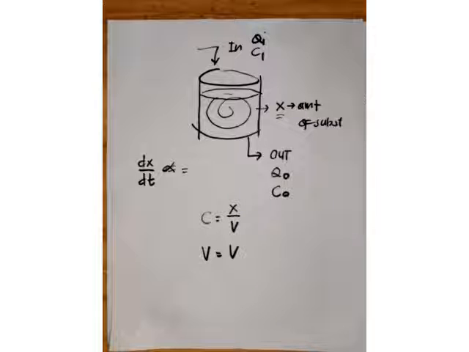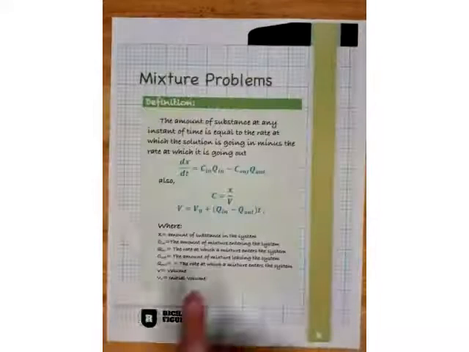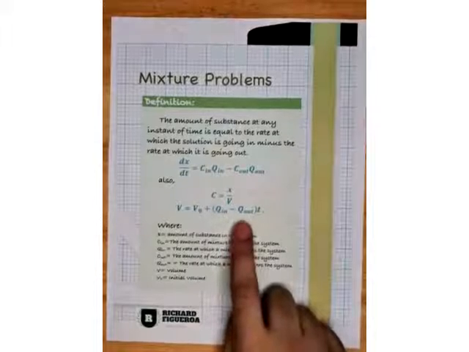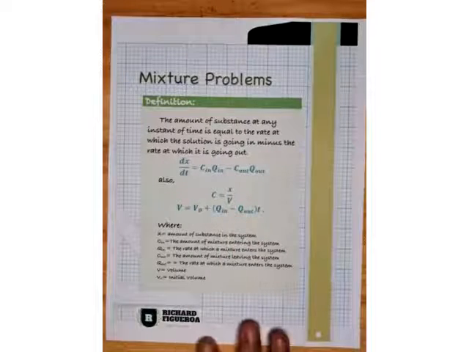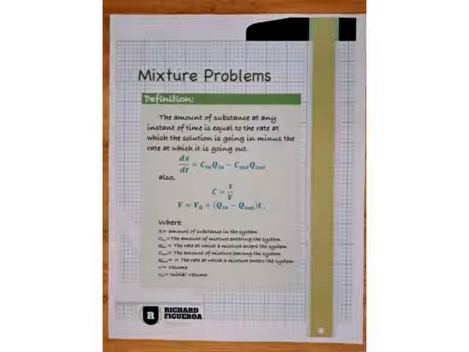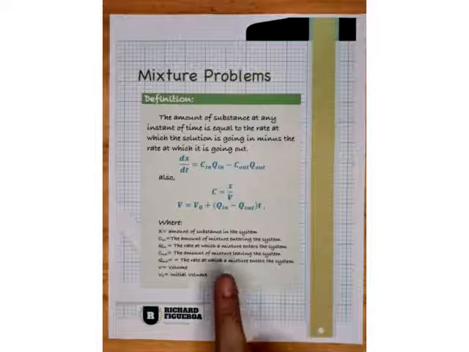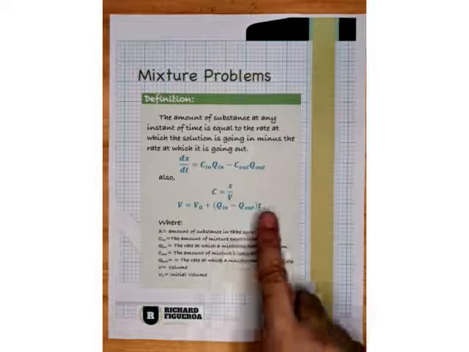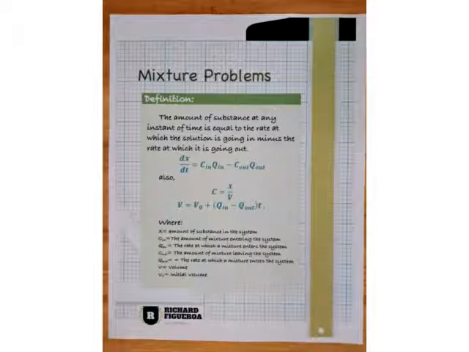So those are the formulas we will use. But this one is also very important, particularly when we are talking about the volume inside the tank. So this is the formula we will use, related to the initial volume, the rate and the time. Okay? So, any questions?